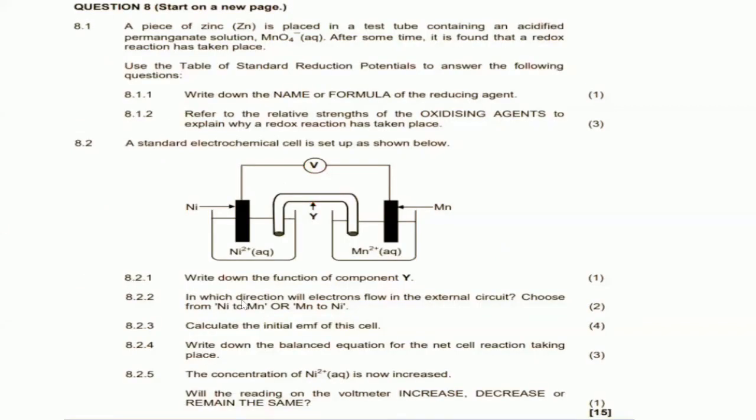Then 8.2.2 says, in which direction will electrons flow in the external circuit? Choose from nickel to manganese or manganese to nickel. Remember, electrons will always flow from the anode to the cathode. That means we must identify between the nickel and the manganese electrode which one is the anode and which one is the cathode. So we're going to need, obviously, our table for that.